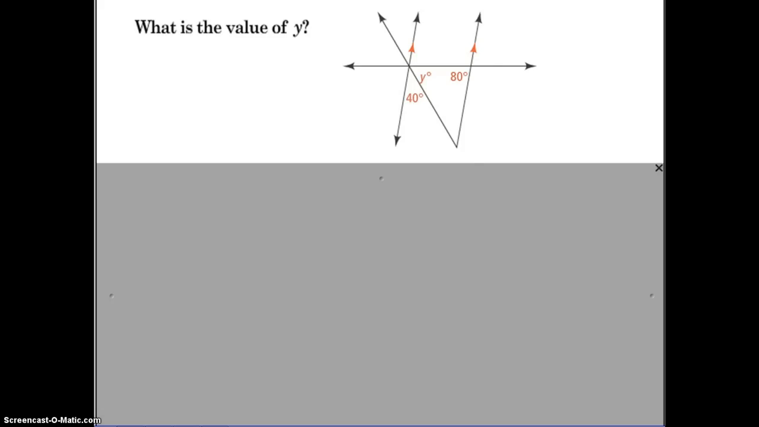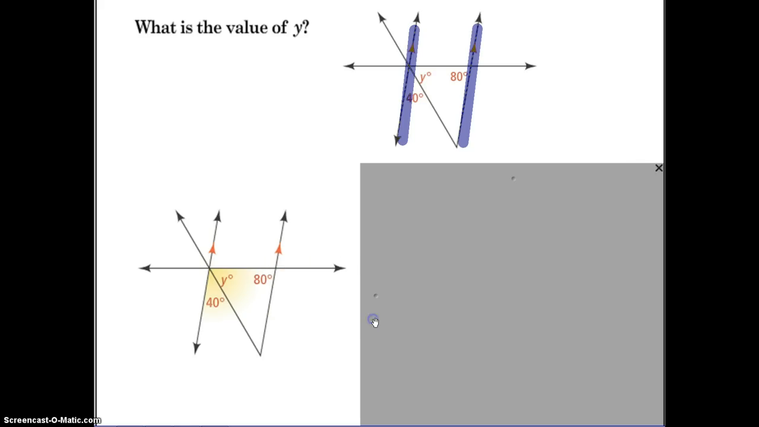Now, we're going to be looking for the value of y. Well, let's look at where we have our parallel lines. And those are right here and right here. And I know those are parallel by those arrows that are on them. So I want to look at the stuff that's in the interior of our parallel lines. So if I look here, you can see it somewhat shaded, that if I just take this line out, that's going to give me one angle.